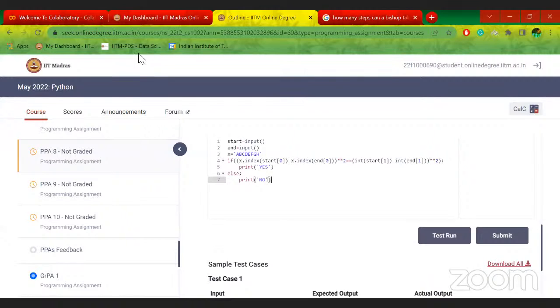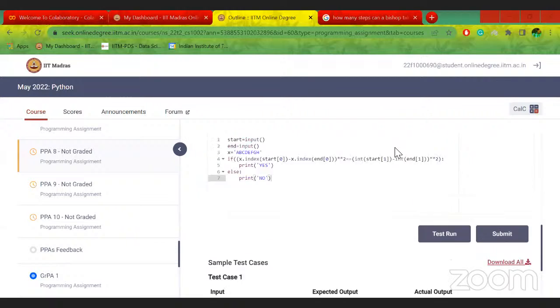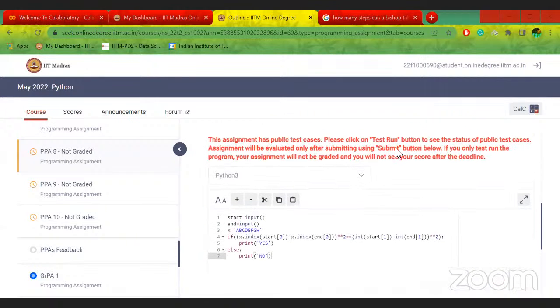So Sridhar, do you want to explain this code? Yes, sir. Sir, you told... No, sir, you explain it. I will not be able to explain it, sir. Yes, sir, I will try.